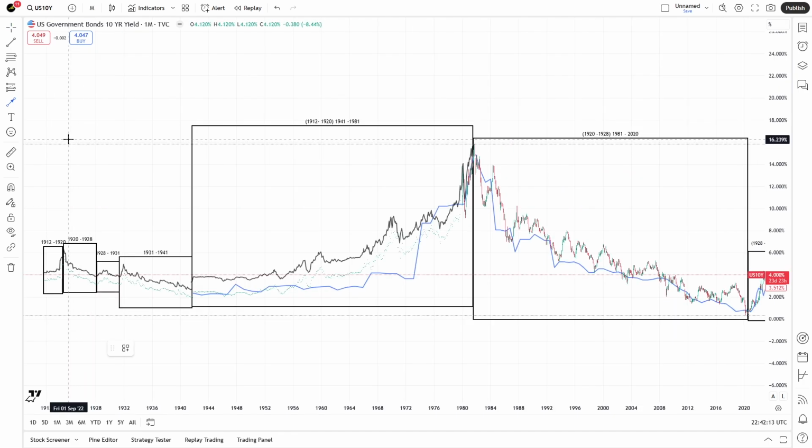Okay, so this is the 10-year yield chart, and I'm on a month candle. So I break the chart up into different boxes. This black line, or this black fractal, is essentially the chart.